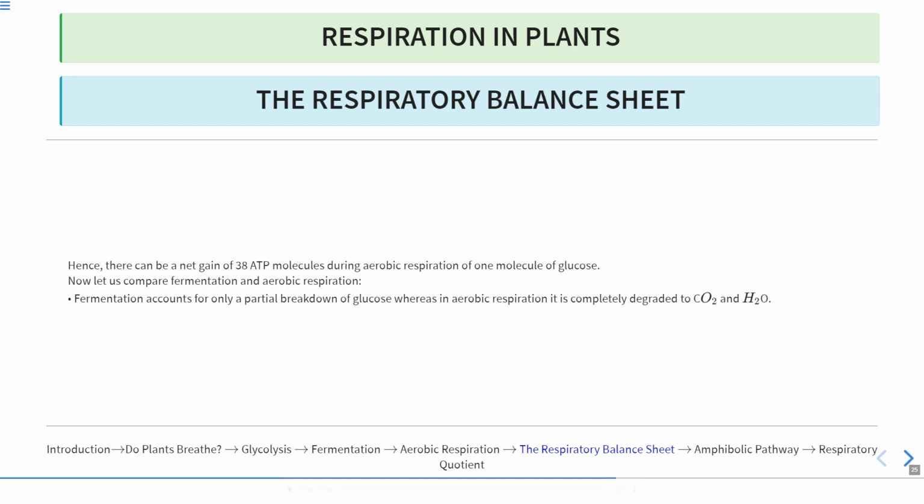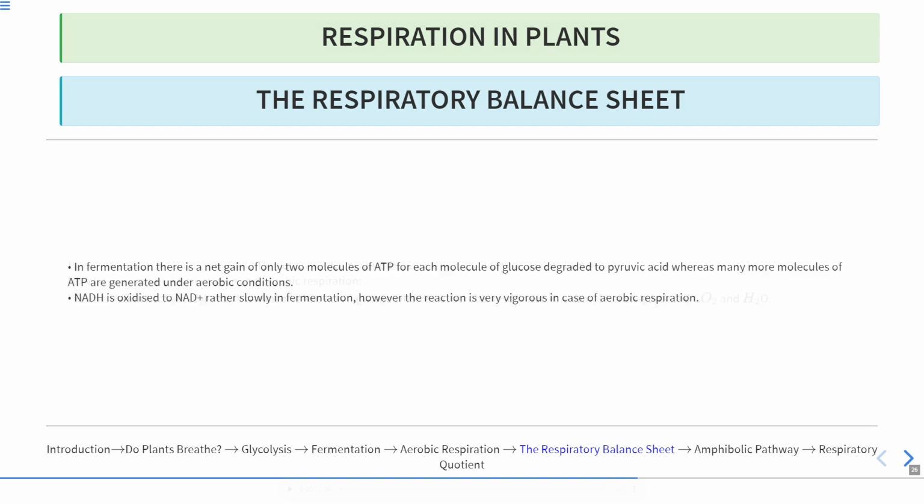So now let us compare fermentation and aerobic respiration. We have seen the fermentation process, the anaerobic process, and we can compare it with aerobic respiration. Fermentation accounts for only a partial breakdown of glucose, whereas in aerobic respiration the food is completely oxidized, or completely degraded, and changed to carbon dioxide and water. This is the end product, complete oxidation of glucose.